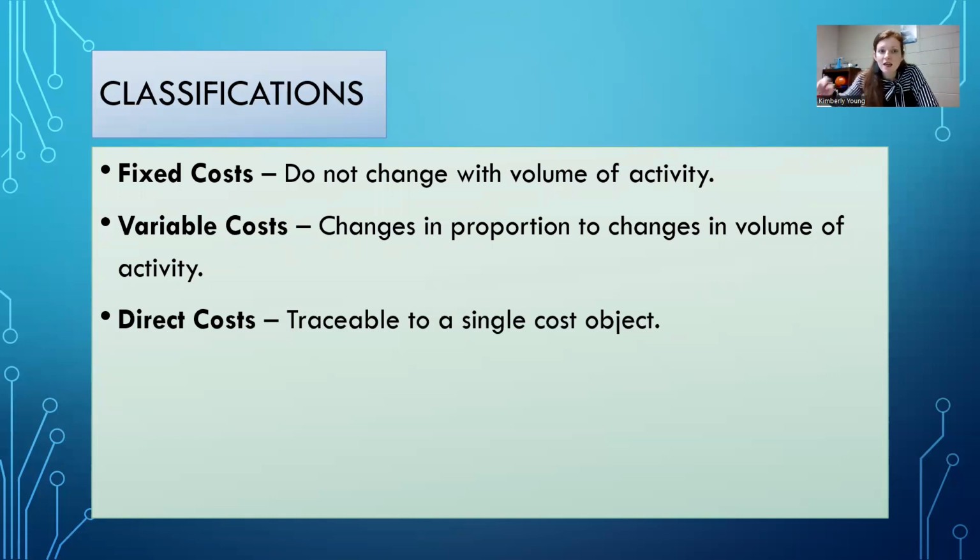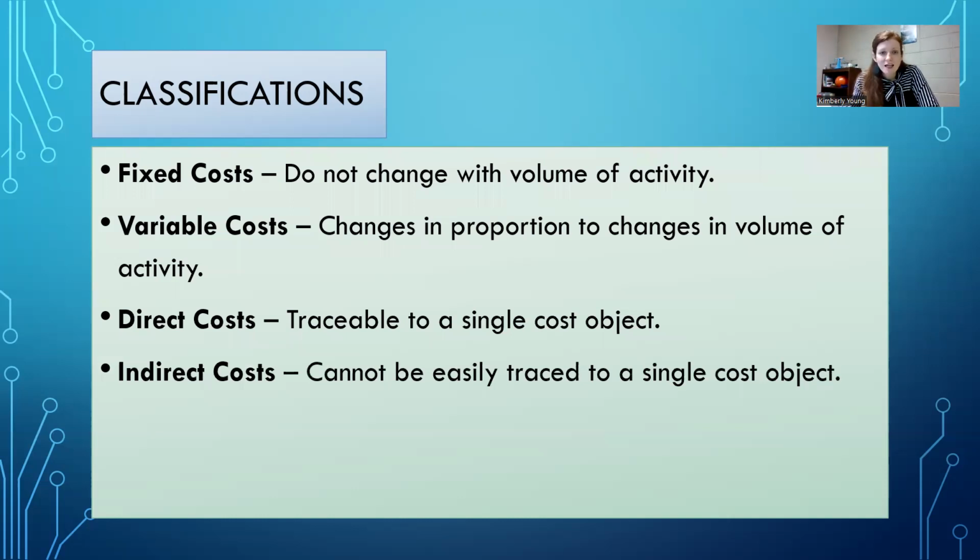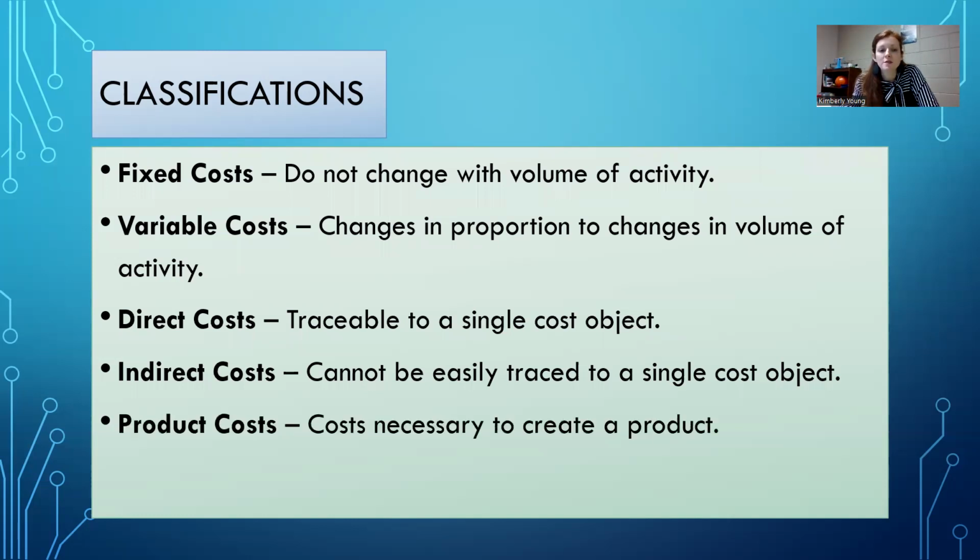Direct cost, now these can fall under fixed or variable and then under direct or indirect cost. So they can fall under more than one classification, but direct cost, you can easily trace that to a single object. So I know exactly how many of blank I used in producing this product. Where indirect cost cannot be easily traced. It's really just hard to identify how much of something went into making each individual product.